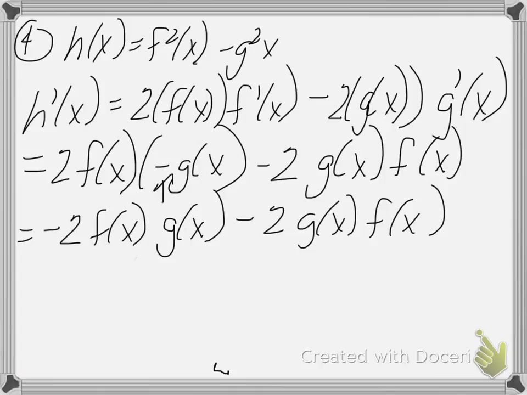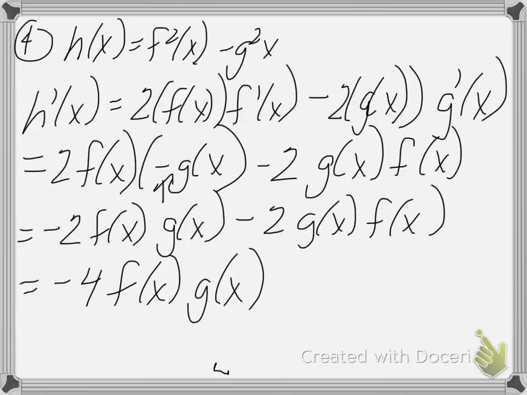Okay, so if you have a negative 2 f of x g of x and a negative 2 f of x g of x, that equals negative 4 f of x g of x. Because f of x and g of x are being multiplied, so it doesn't matter what order that's in. And that will give you choice C.